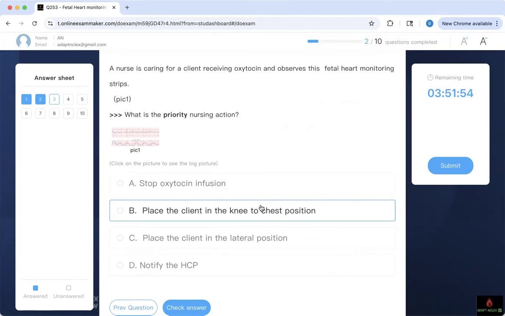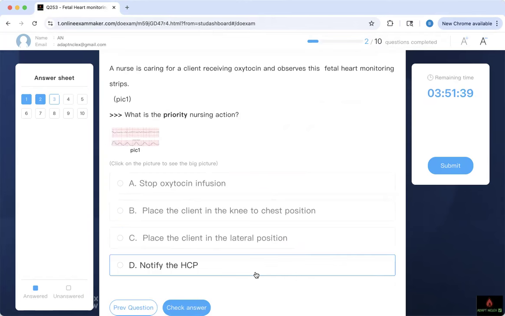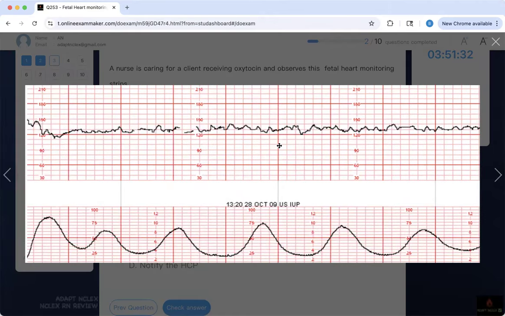The nurse is caring for a client receiving Pitocin and observes this fetal heart monitoring strip. Okay, what would I do? Stop Pitocin, place the client in the knee to chest position, place the client in the lateral position, notify the care provider. Don't worry about the answers. If you read the strip, you will figure it out. First thing I told you, don't look at the top portion, look at the bottom. I see, as I told you, 10 minutes. So I'm counting 5 maximum.